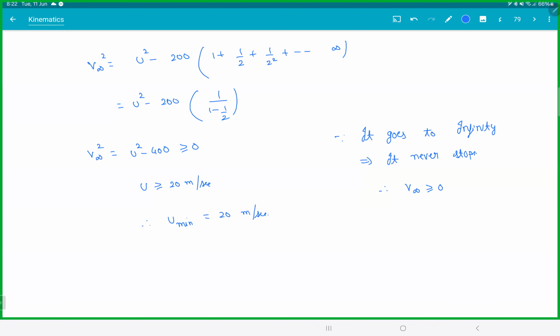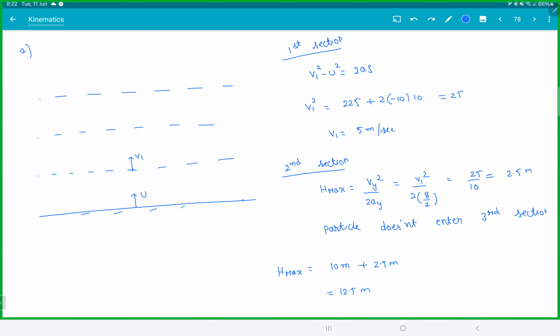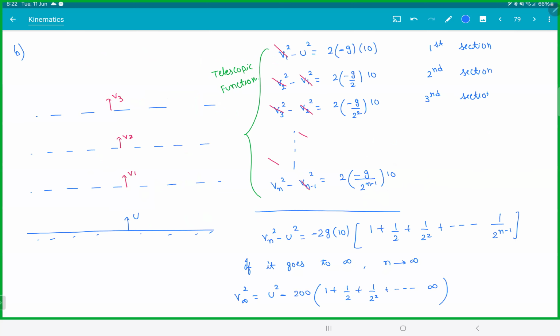And did you observe something interesting? For 15 meters per second, you're reaching 12.5. If you just increase the speed by 5 meters per second, you'll go off. There, have a look at these functions. Any doubts, please ask me.